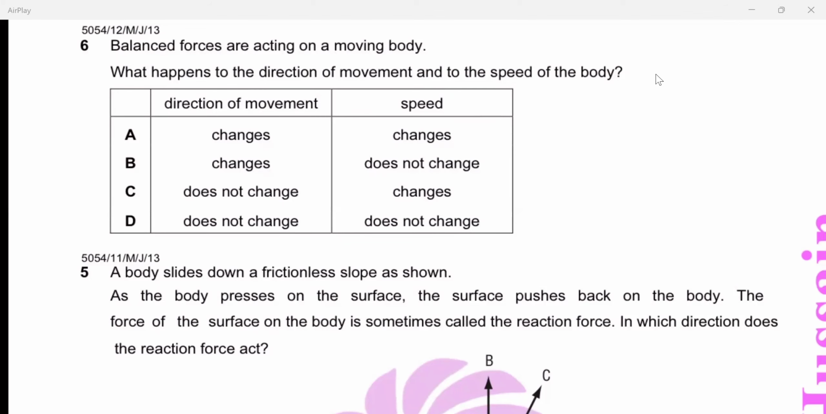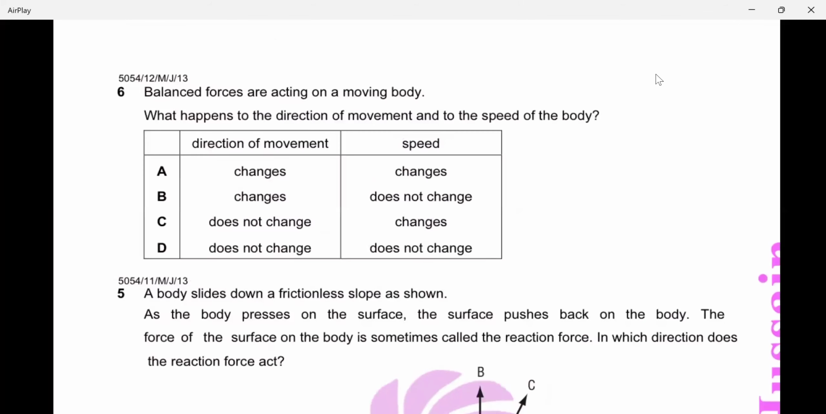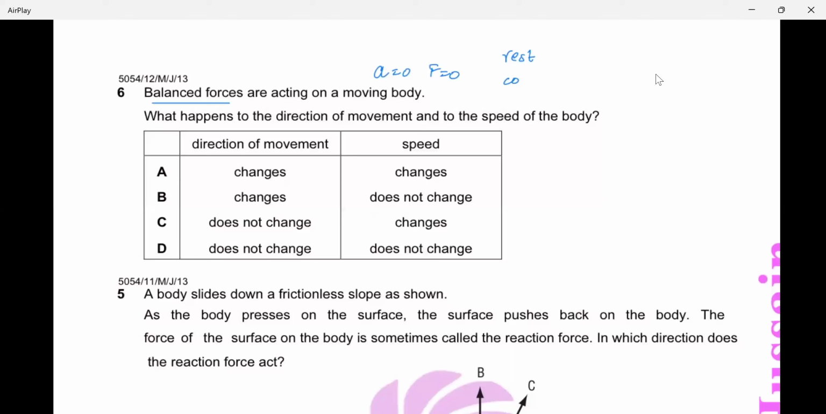Balanced forces are acting on a moving body. What happens to the direction of movement and to the speed of the body? Forces are balanced, that means acceleration is zero. Resultant force is zero. That means the object is at rest or moving at constant speed.